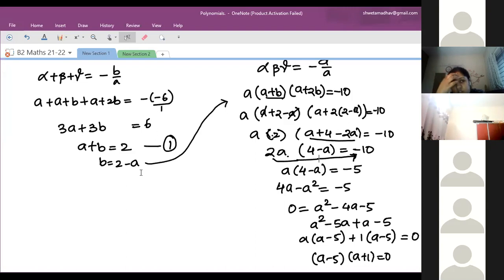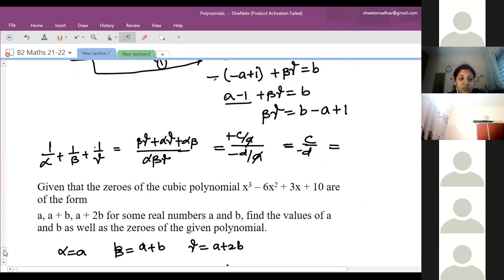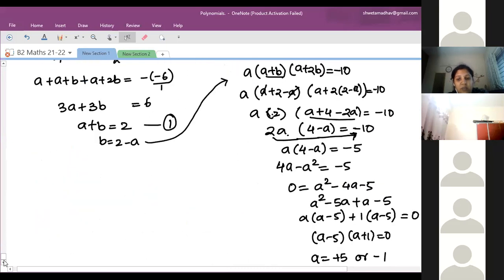Understood how to solve this question? Only two relations you have to use: sum of the zeros and product of the zeros. The middle one, the second one, you are not supposed to use here. Otherwise, it will be much more confusing. Only these two relations you have to use and find the values of A and B. Exactly similar are the remaining ones.